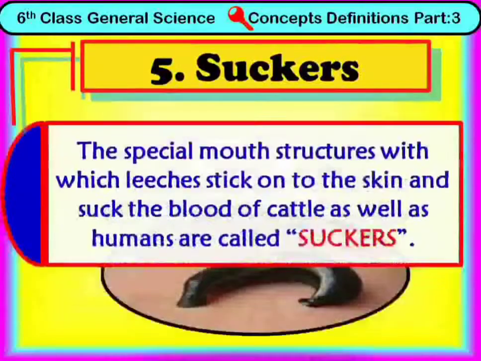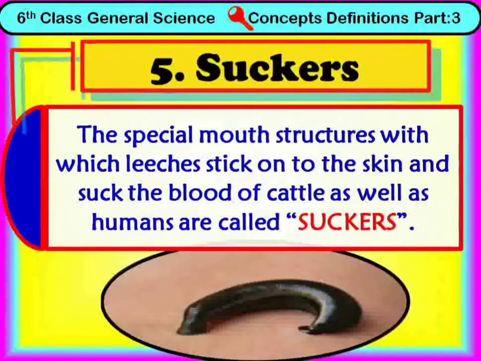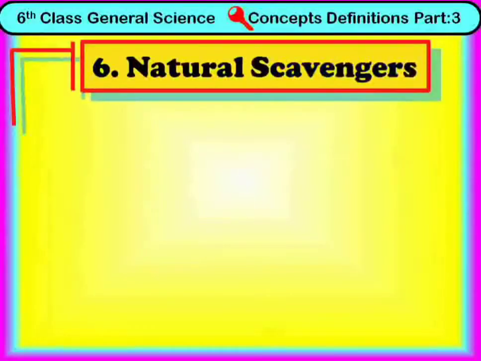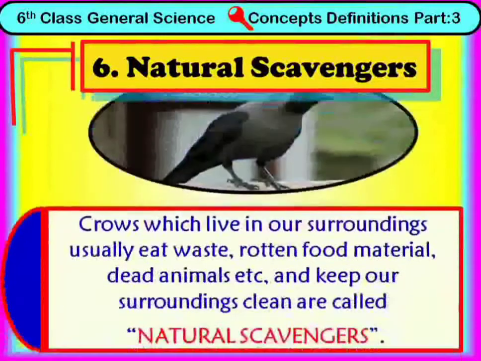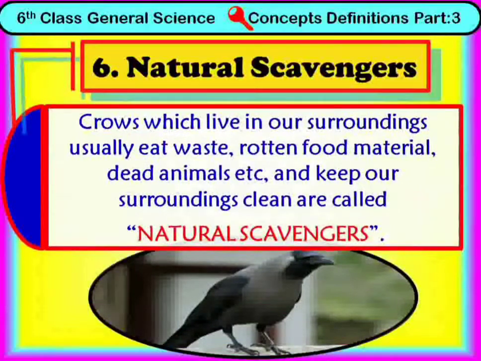Suckers. The special mouth structures with which leeches stick onto the skin and suck the blood of cattle as well as humans are called suckers. Natural scavengers. Crows which live in our surroundings usually eat waste, rotten food material or decaying food material, dead animals, etc. and keep our surroundings clean are called natural scavengers.